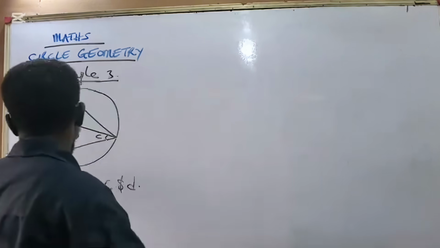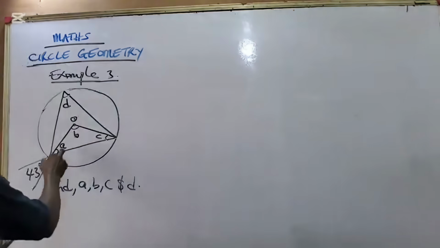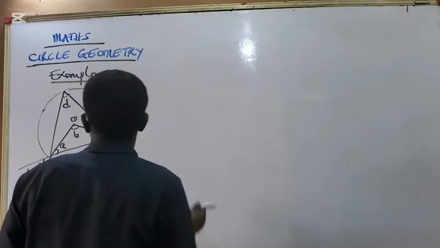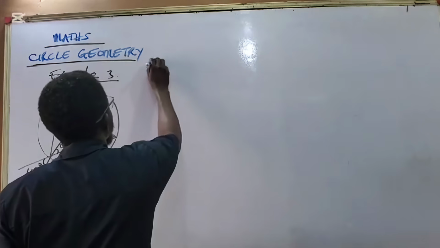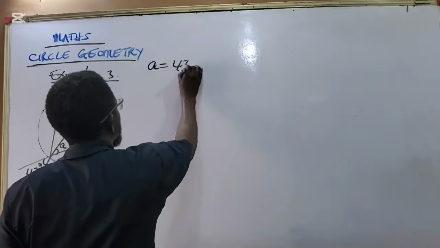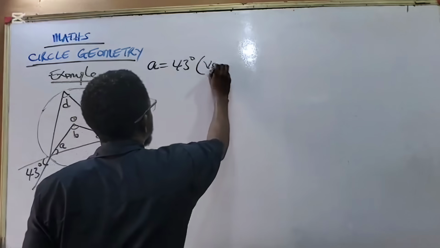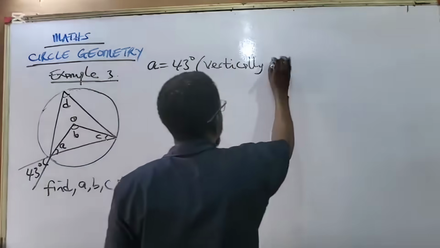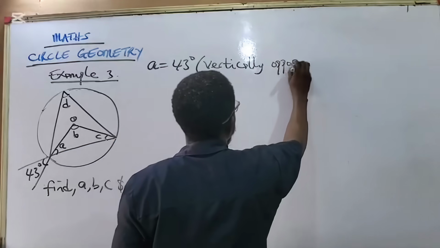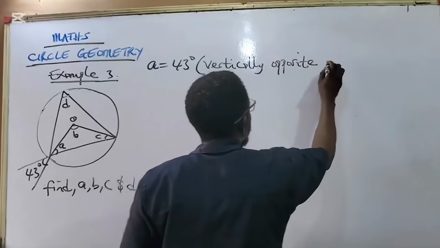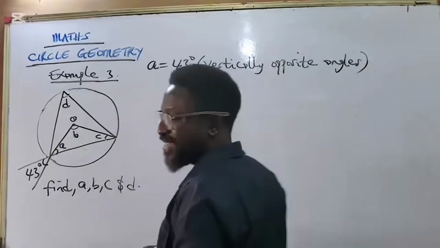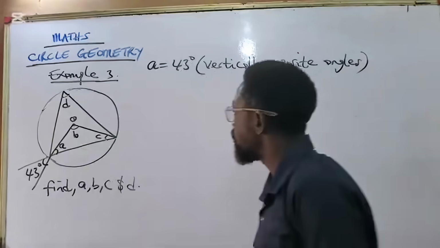From here, angle A is vertically opposite to this 43. So A equals 43 degrees. They are vertically opposite angles.